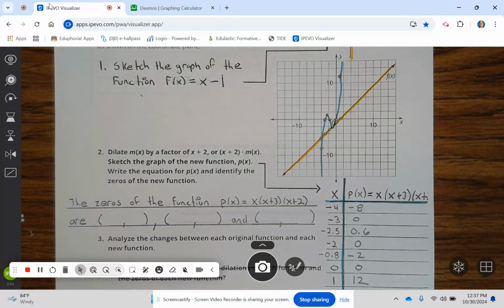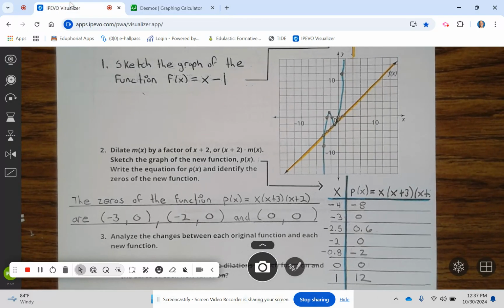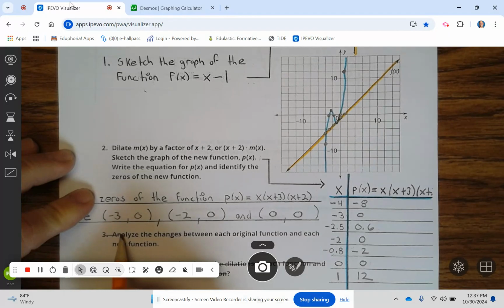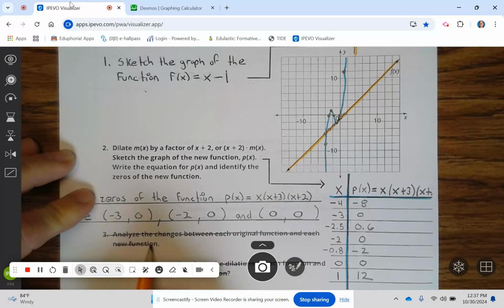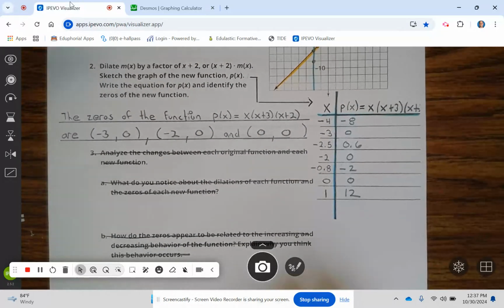All right, now to find the zeros, let's just go to here. So our zeros are here, here, and here. Go ahead and finish up number 2. And then we can mark out question number 3. Alright, let's take a look at the next page.